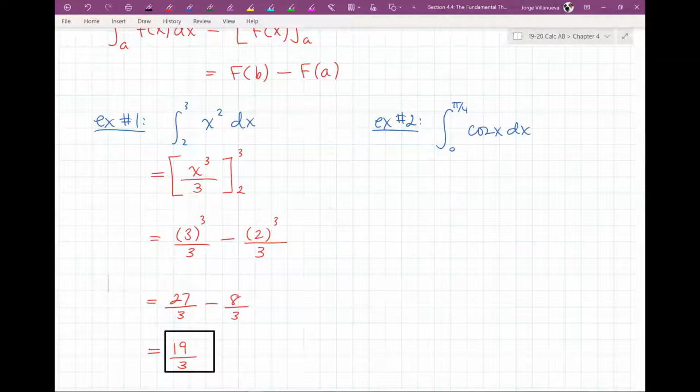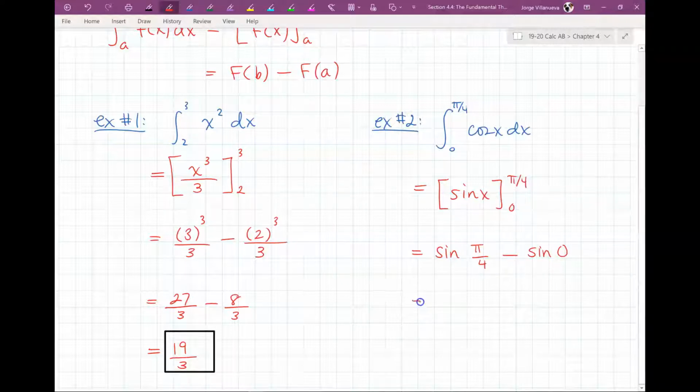So for example number 2, we're going to integrate cosine of x. So what's the integral of cosine of x? Sine of x, right? So sine of x, and that's from 0 to pi over 4. So when you plug it in, you're going to get sine of pi over 4 minus sine of 0. So sine of pi over 4 is radical 2 over 2, and sine of 0 is 0. So your answer will be radical 2 over 2.